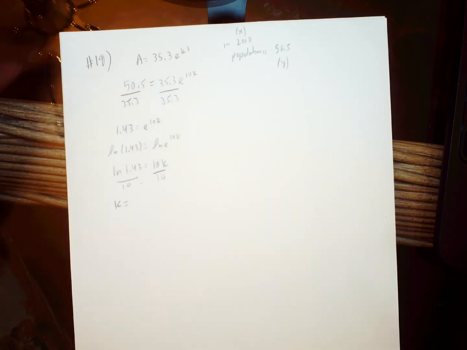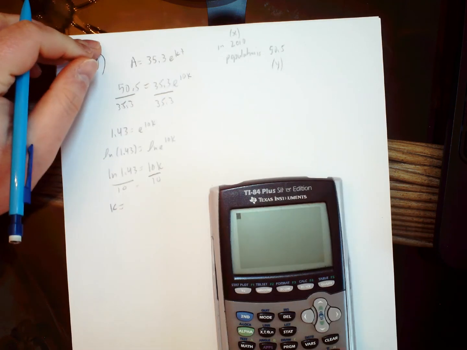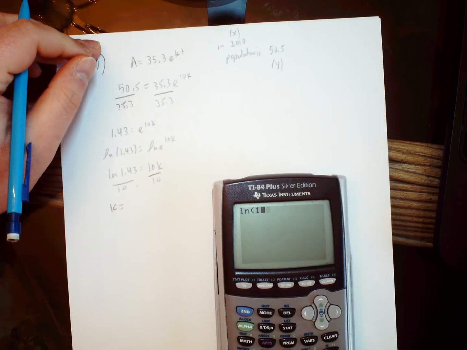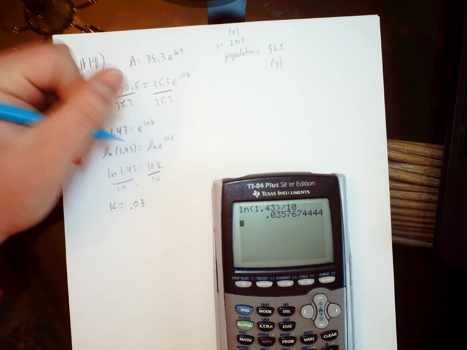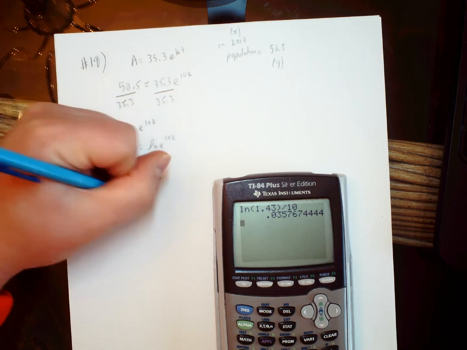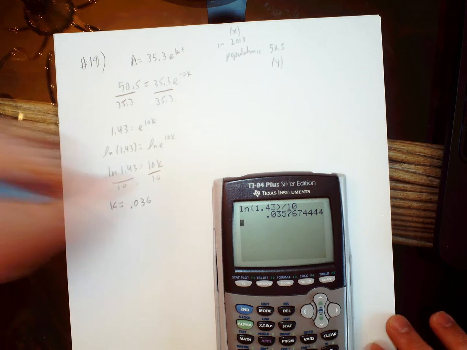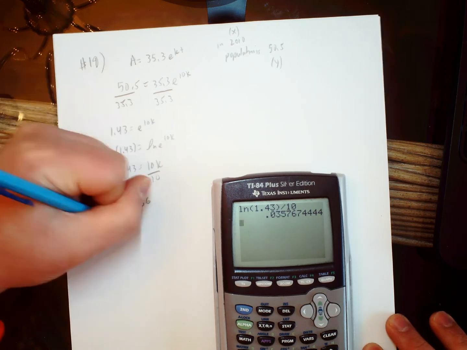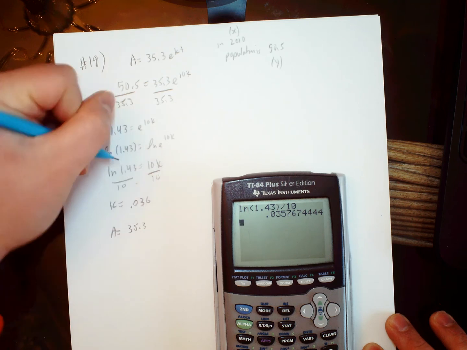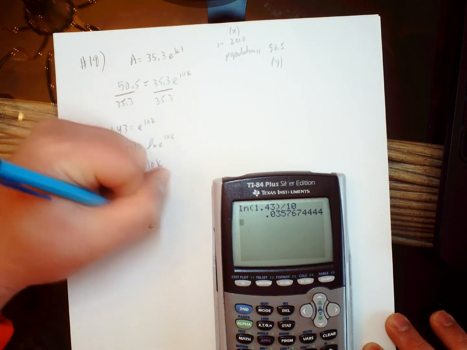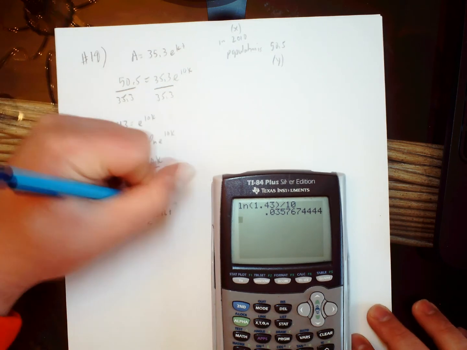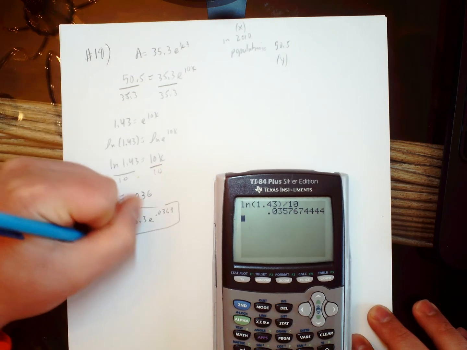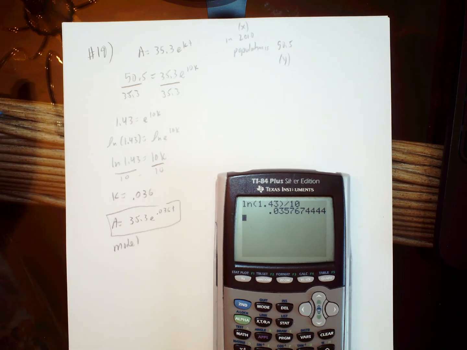And k equals 0.036. So we have our model: A equals 35.3 e to the 0.036 t. That is going to be the model. So that's all for part A.